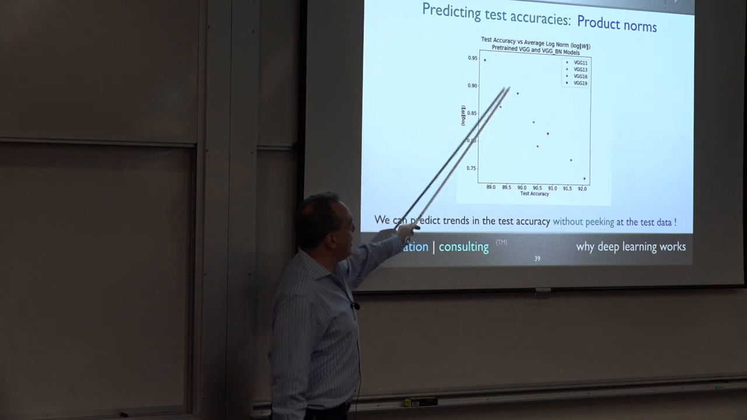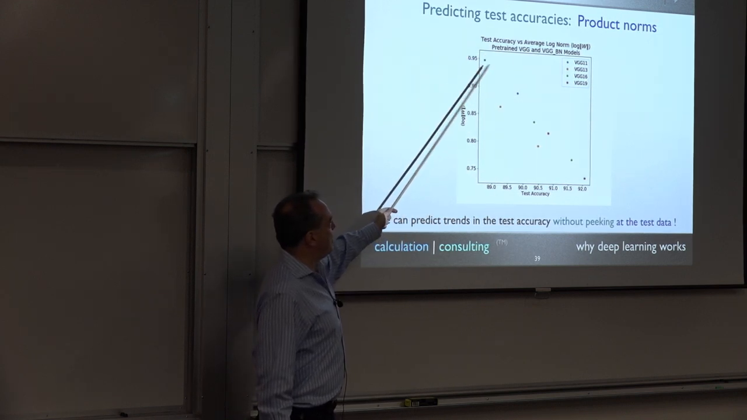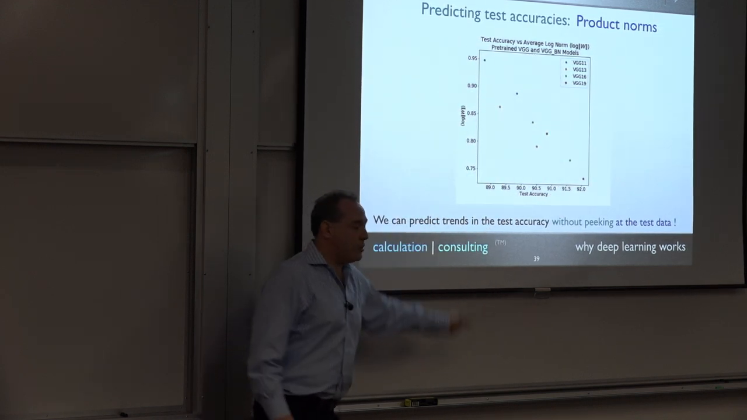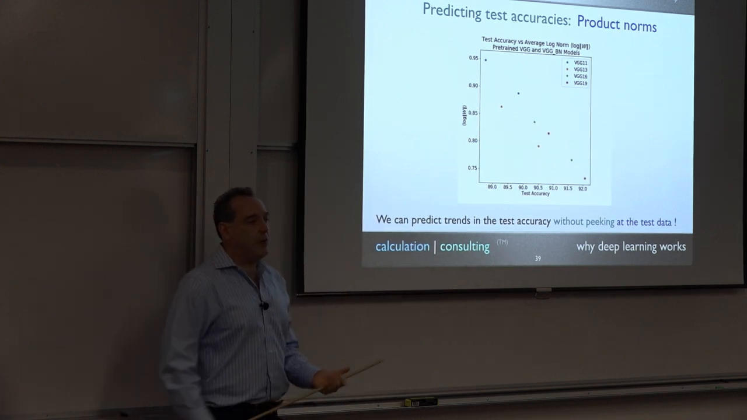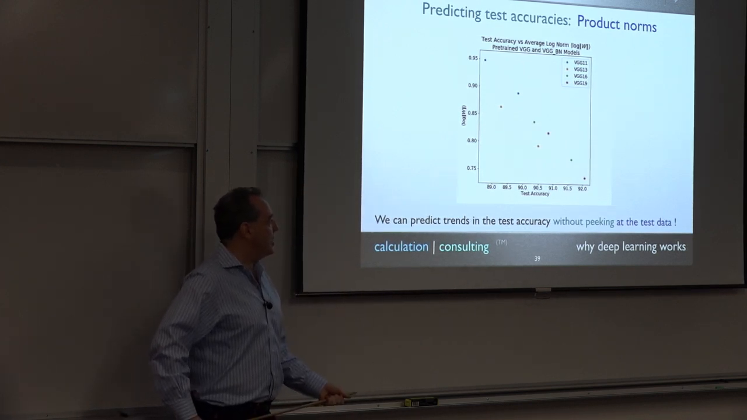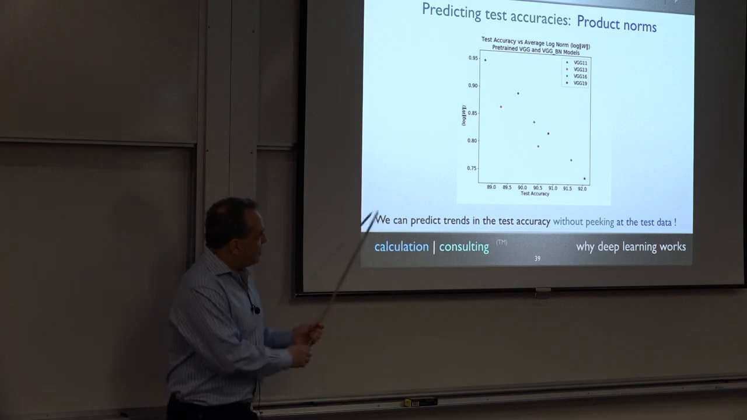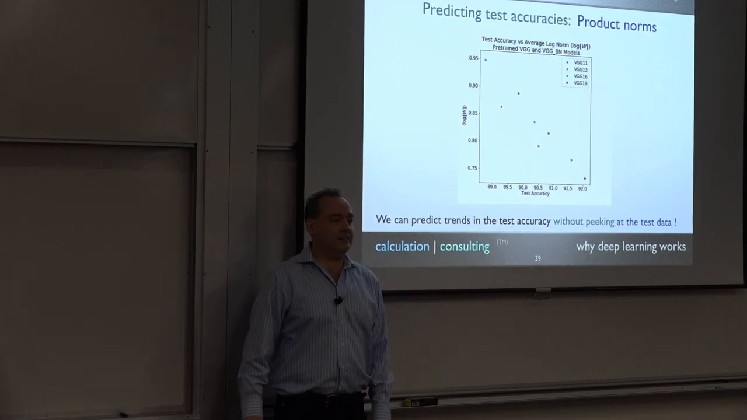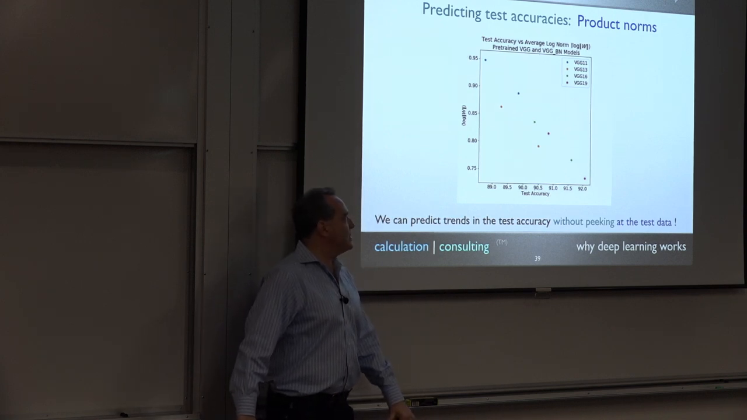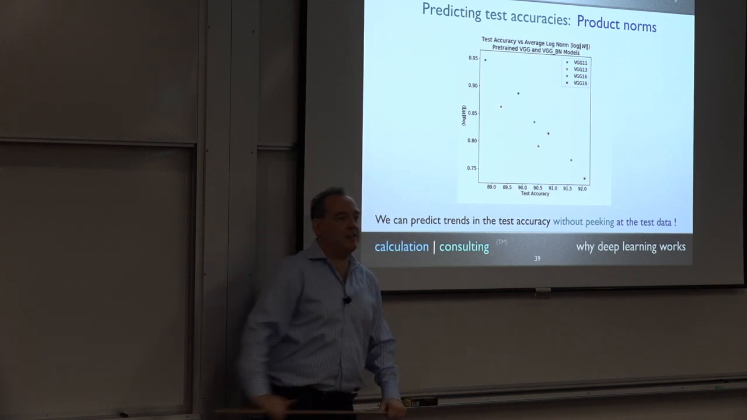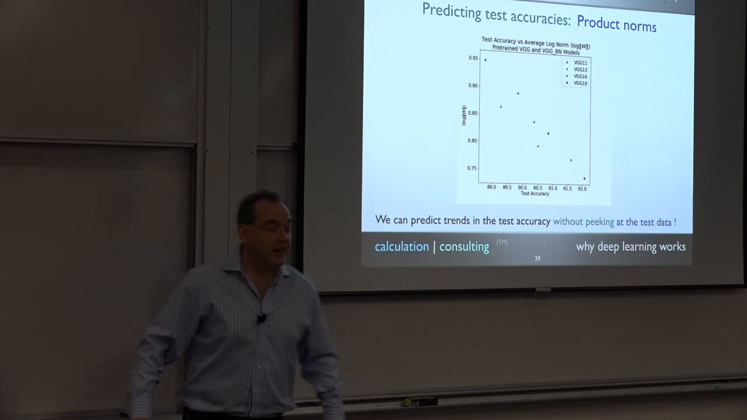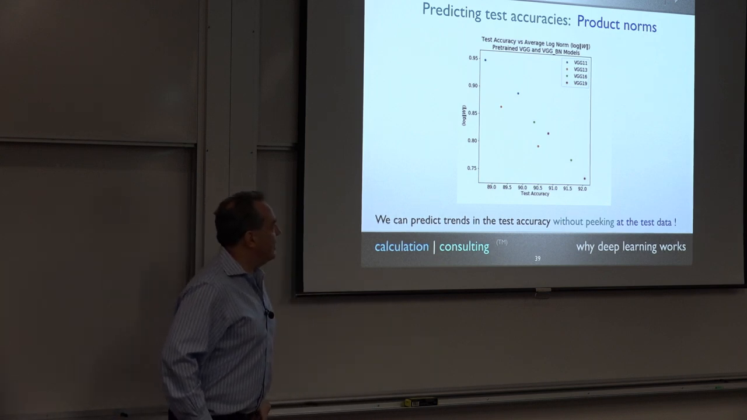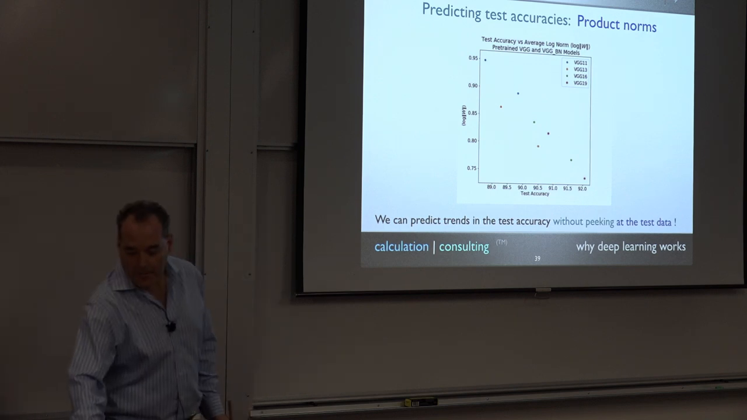You can take the average Frobenius power law norm, and you actually see a nice correlation. And this works consistently well across a large number of pre-trained architectures. In other words, we can predict trends in the test accuracy of a neural network without ever peeking at the test data. And I don't think anyone's ever pointed this out. Maybe they have. I'm not a specialist in neural network capacity, but it just seemed like something you should do. And when I'm working with clients, it seemed like something that would be useful. So we tried it, and it seemed to work.